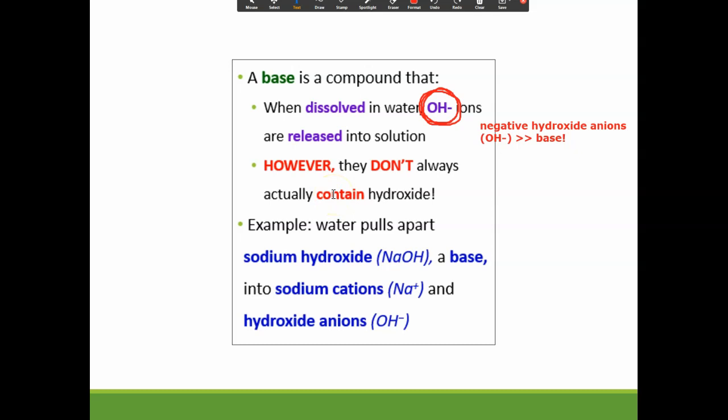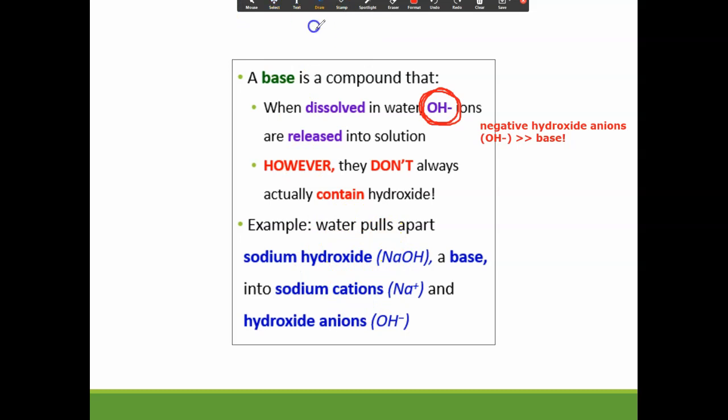A lot of them do, but some actually force the water to form the hydroxide for them, still making it basic because hydroxide ions still increase when they are placed into solution, but they're actually forming that hydroxide by forcing the water to make it for them. But again, there are many of them that do actually contain hydroxide.